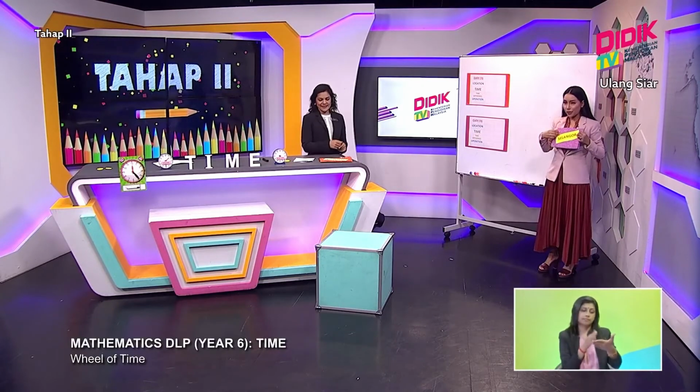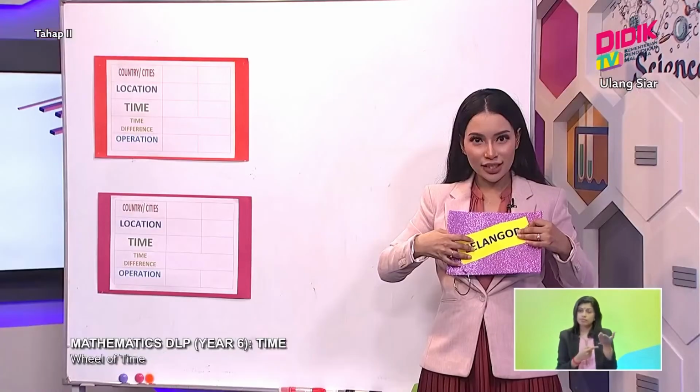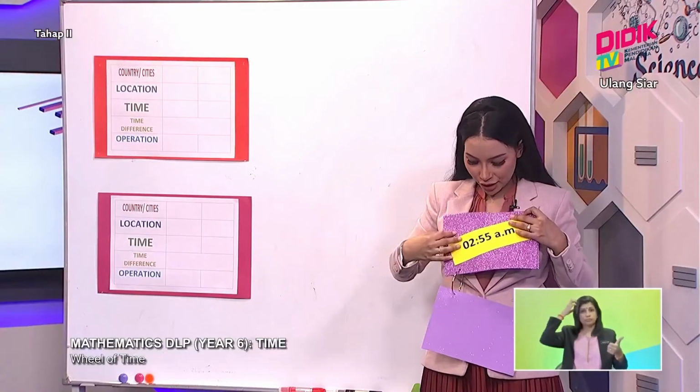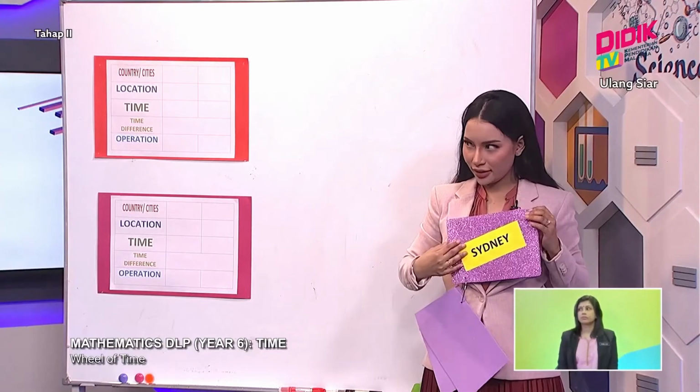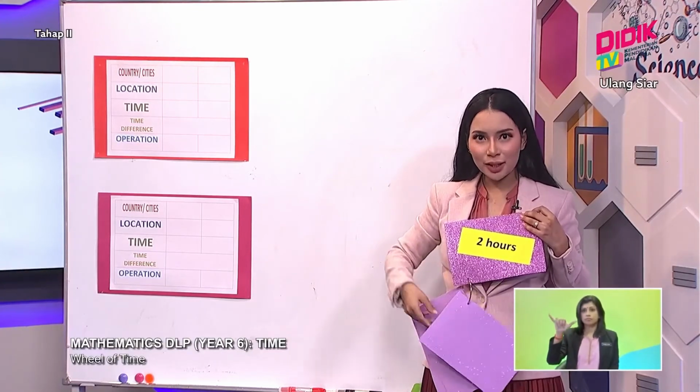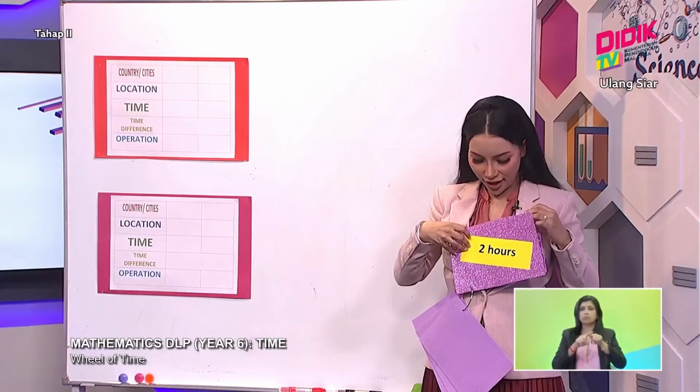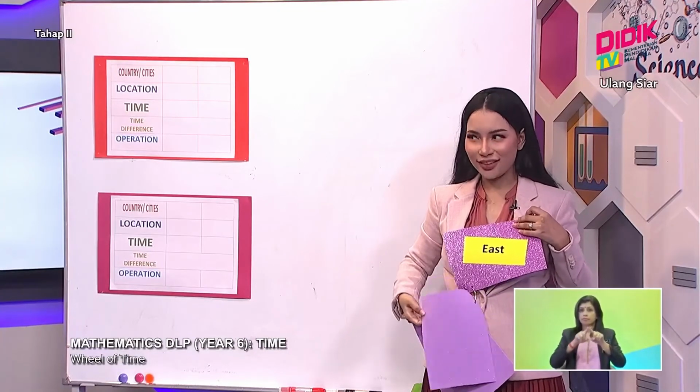Okay, let's go through it very quickly. We have the first, Selangor. The time is 2:55 a.m. And then Sydney. No time, but the time difference is 2 hours. 2 hours, yes. And east.